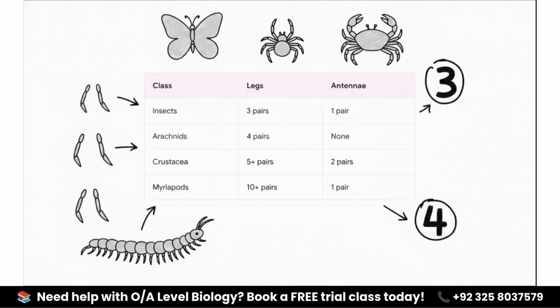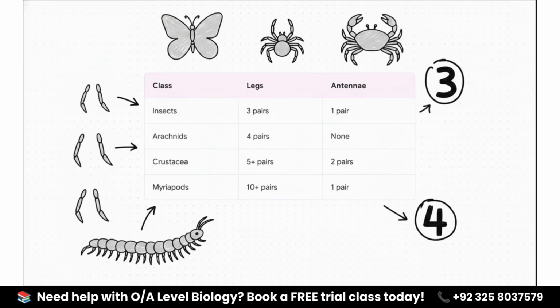Right, now for the creatures with hard external skeletons, the arthropods. This massive group includes crustaceans, insects, arachnids, and myriapods. Now, the ultimate trick for classifying these guys is the leg counting hack. Seriously, just count the legs.